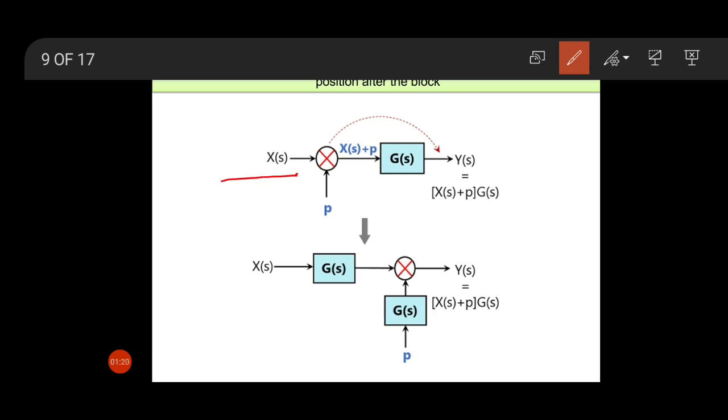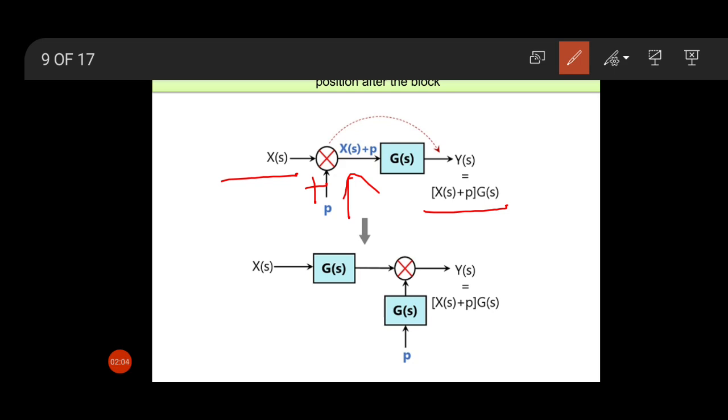So here the input signal is X. And the signal coming to the summing point is P. If the sign at this point is plus, then the output of the summing point is XS plus P, and this XS plus P is multiplied with the gain of this block, and the final output is XS plus P into GS. Okay, this is our final output.